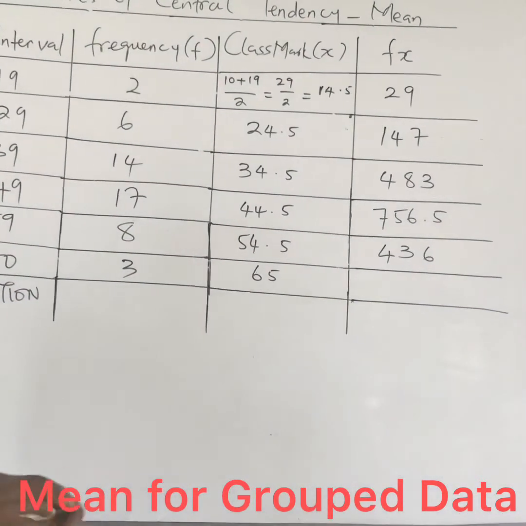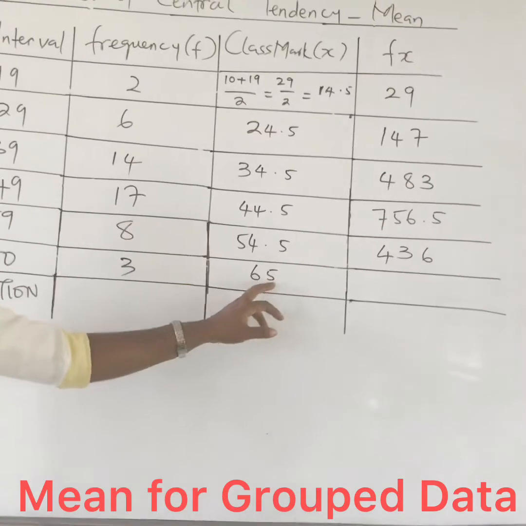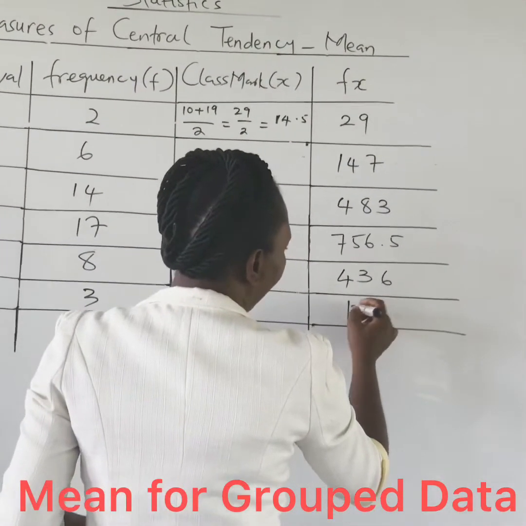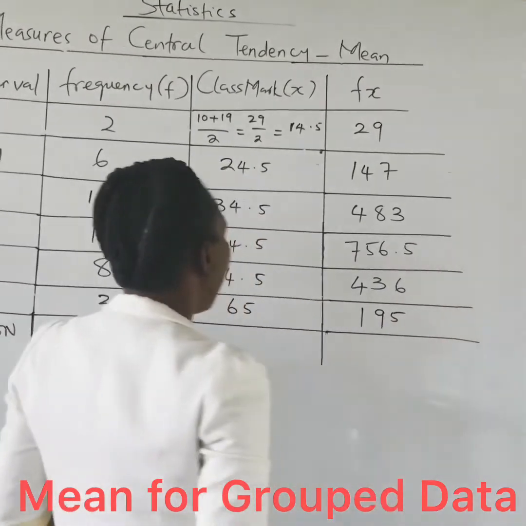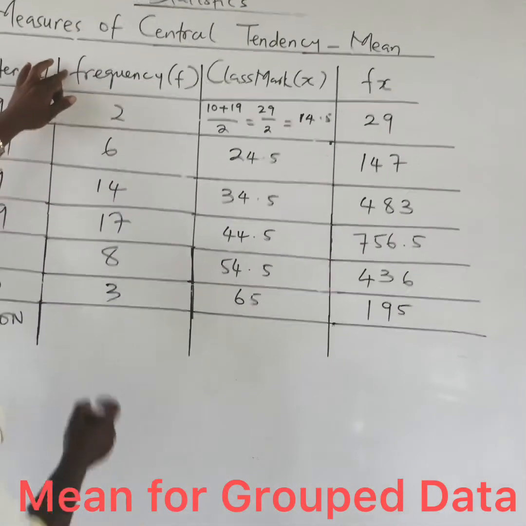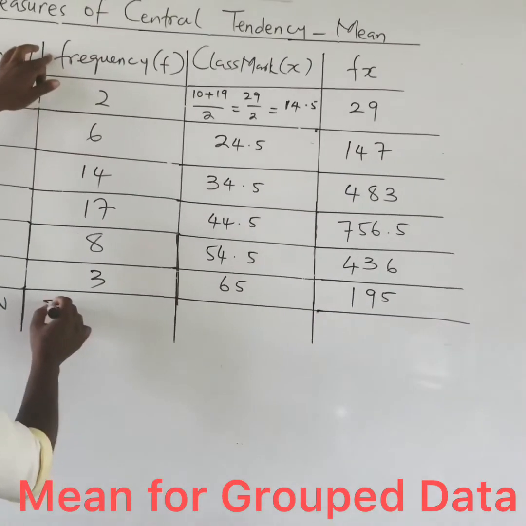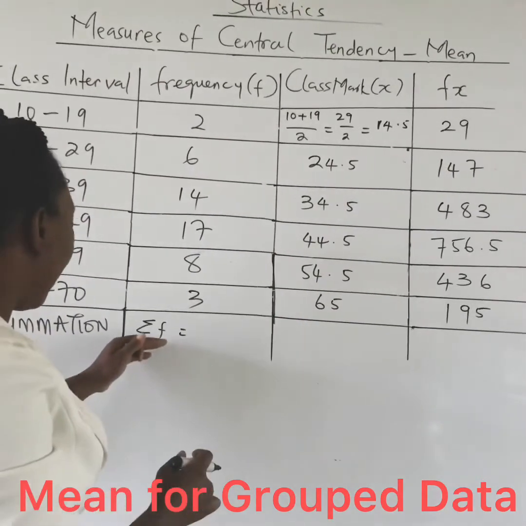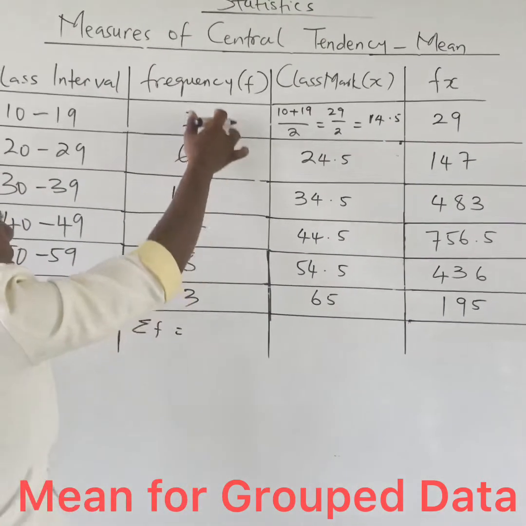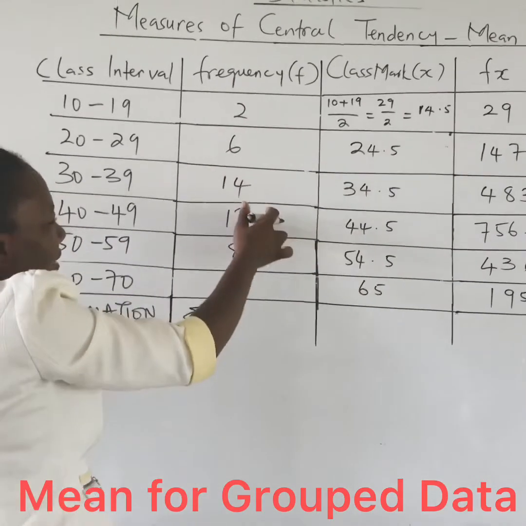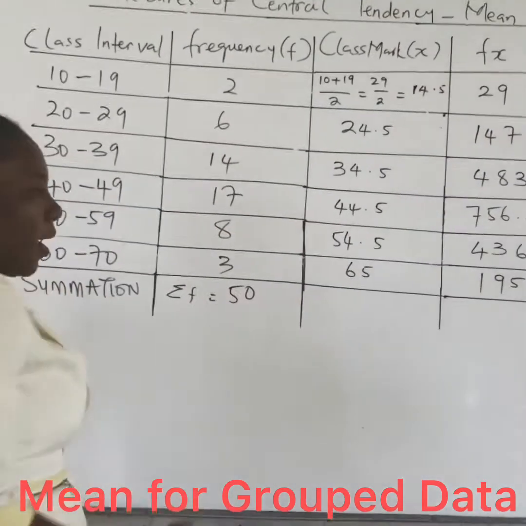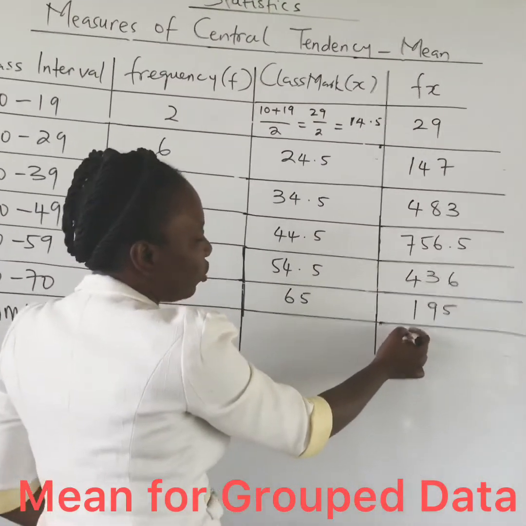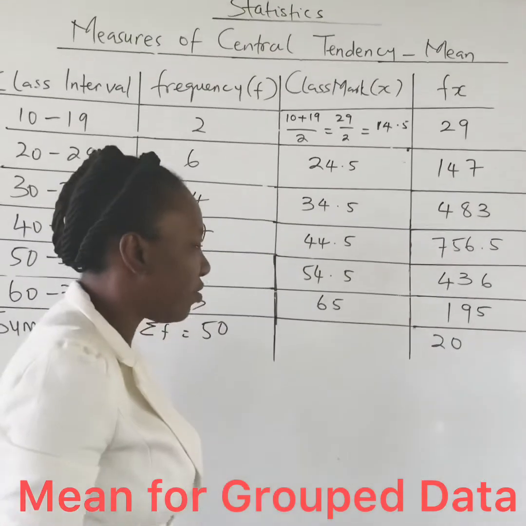The last but not the least, we'll multiply 3 by 65, okay? And that will give us 195. So we're going to take the sum of the frequency, that is the summation I have here. If I take the sum, it means to add. You add these numbers, I'll have 50 here. For this, I'll also take the sum, and I will have 2,046.5.